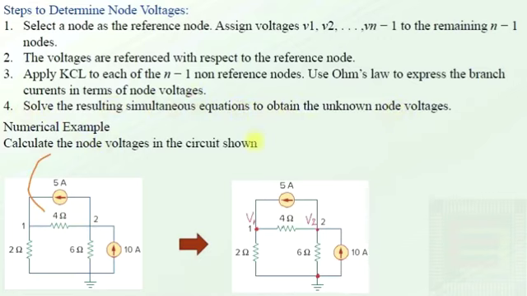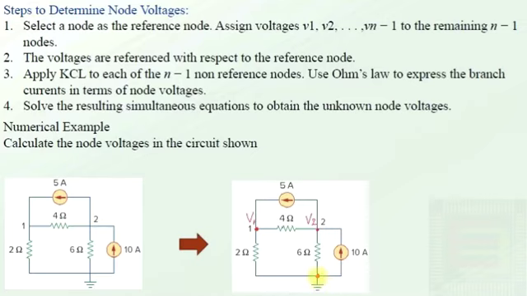Now let us see a numerical example in order to understand the nodal analysis of solving a network thoroughly. So the question is to calculate the node voltages in the circuit shown here. This is the original network. Here you can see that we have three nodes as marked here. This is node 1, node 2 and node 3. And we are assigning node 3 as the reference node, which is marked like this.